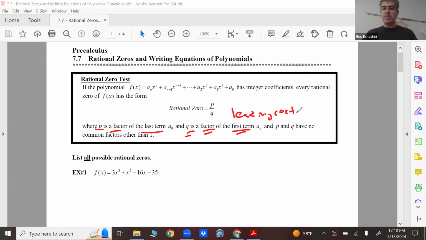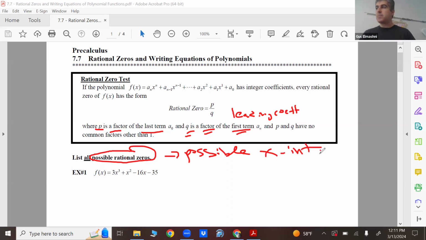Once you list those factors for P and Q, P is the factors of the constant, and Q is the factors of the leading coefficient. The ratio of those factors gives the possible x-intercepts for the equation. For example, you have 3x cubed plus x squared minus 16x minus 35, and it asks for possible rational zeros. What they're asking for are possible x-intercepts.